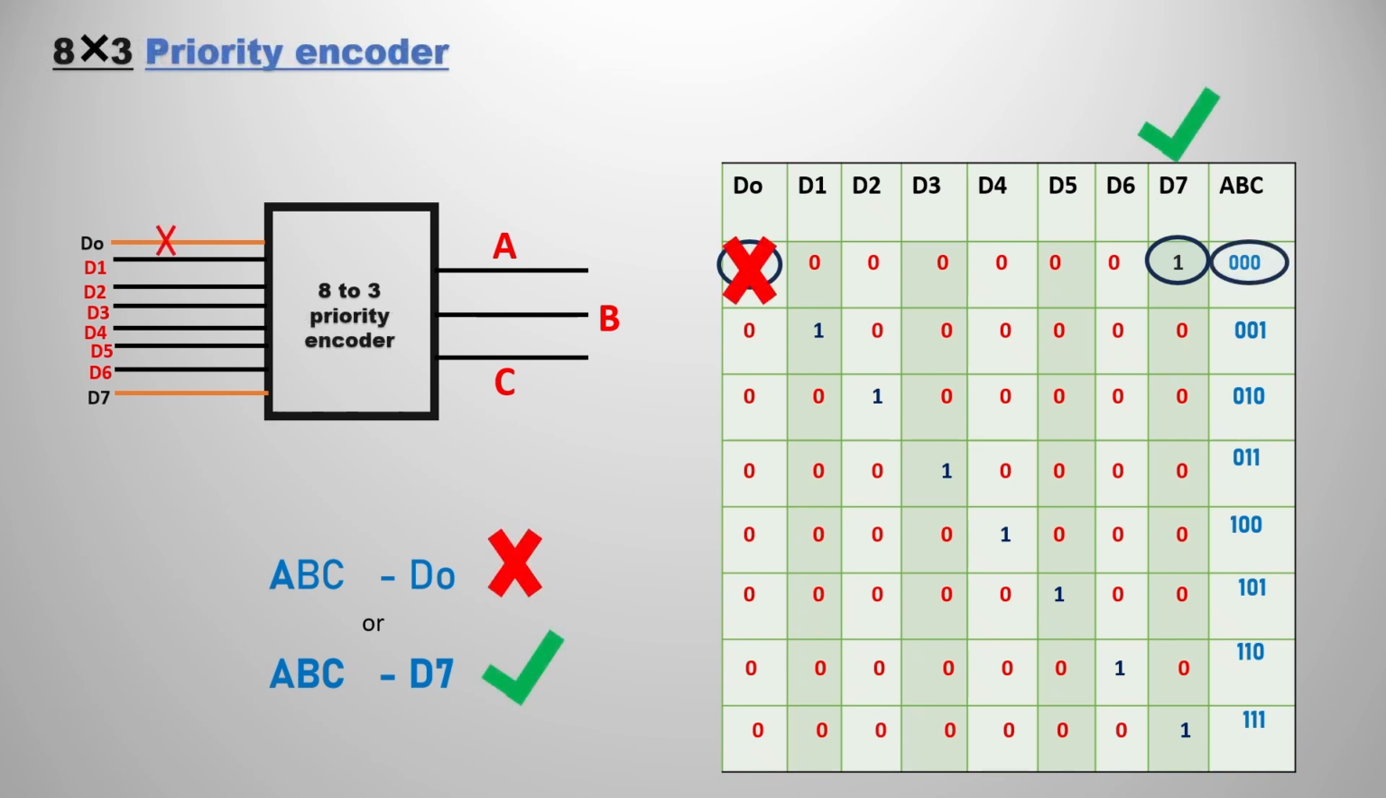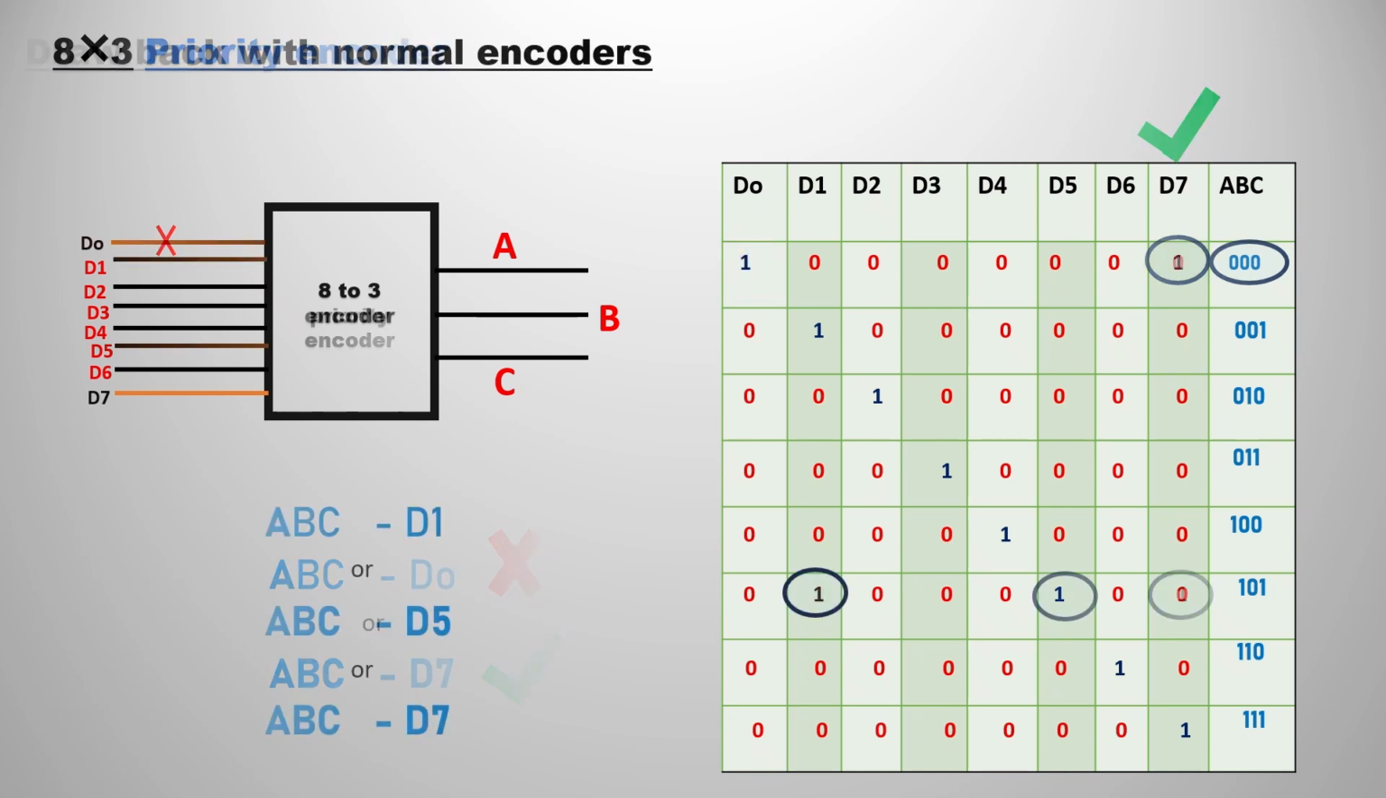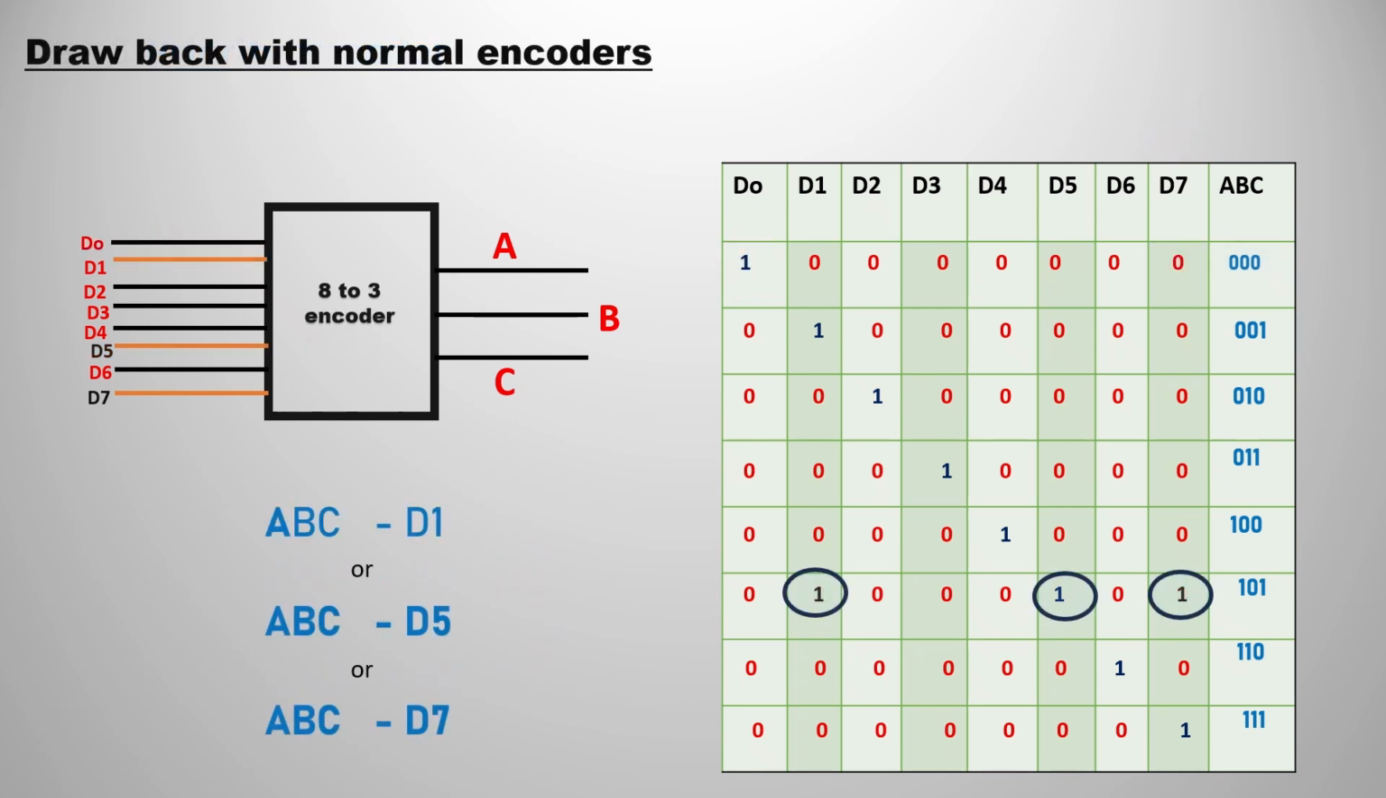So as D7 has the highest priority, even though D0 is present in that, D0 will be cancelled. Cancelled means in that place we need to consider it as a don't care, meaning we need to have the D7 output, that is 111, in that first only. Not only 2 inputs, suppose you have multiple inputs, like 3 inputs at a time.